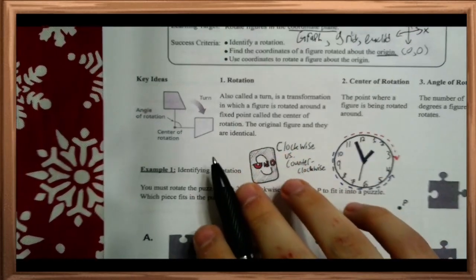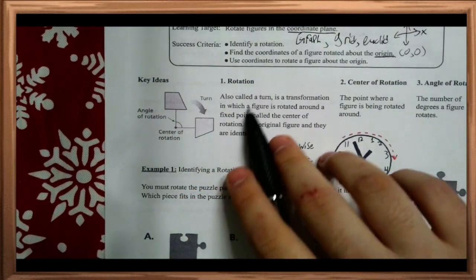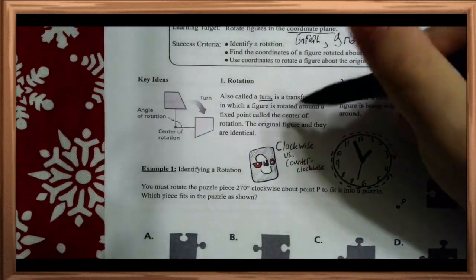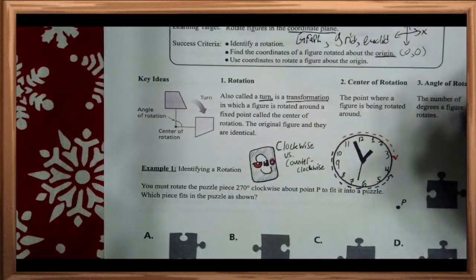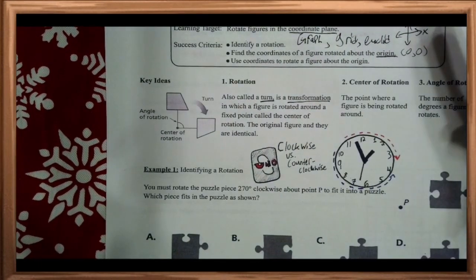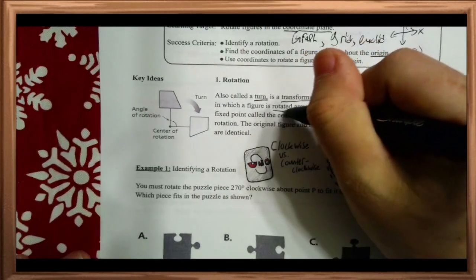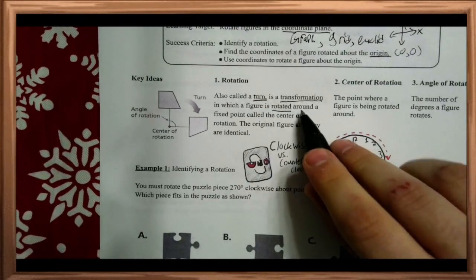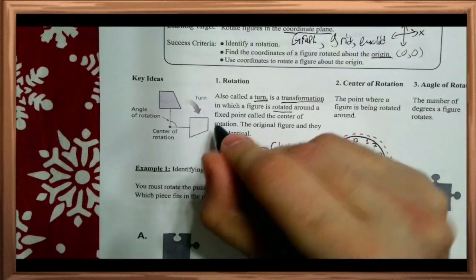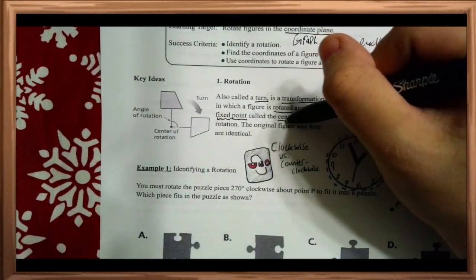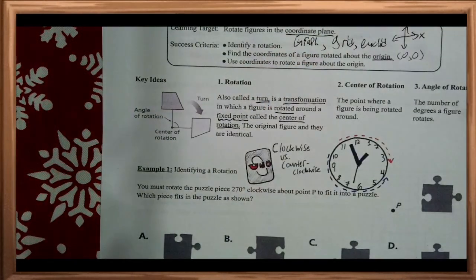Okay, so key idea here. To define what we're saying, a rotation is also called a turn. It is a transformation, right? It is some process that we're doing to a figure where it is rotated around a fixed point. And that fixed point is called the center of rotation.